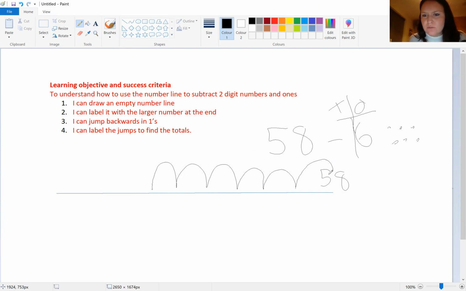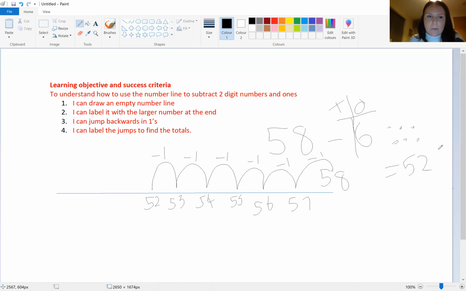Always double check your jumps just to make sure we're being accurate. 1, 2, 3, 4, 5, 6. Okay, label my jumps, minus 1 each time. And then I'm going to label the jumps underneath, again making sure I've left myself enough room to be able to write my numbers underneath. So make sure you do that as well. 58 take away 6 equals 52.